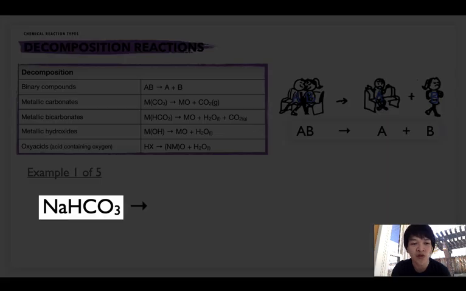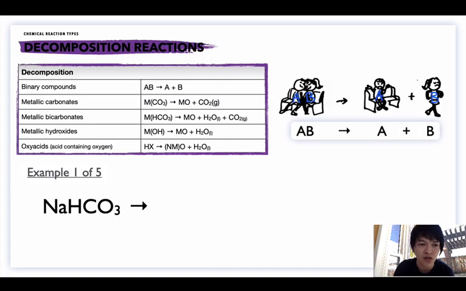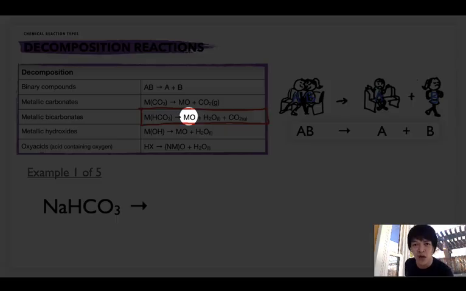What we have is sodium bicarbonate. I know this is going to involve a metal bicarbonate. So I'm going to go ahead and box this first. And according to this general equation, we're supposed to have 3 products. The first product is going to be a metal oxide.